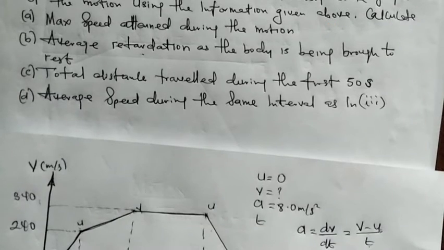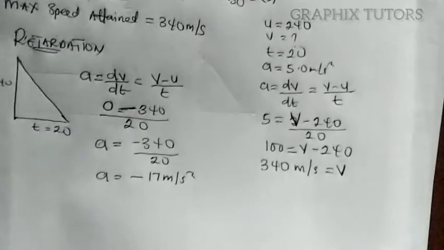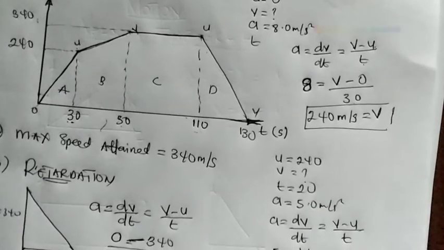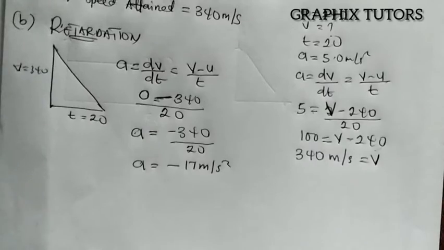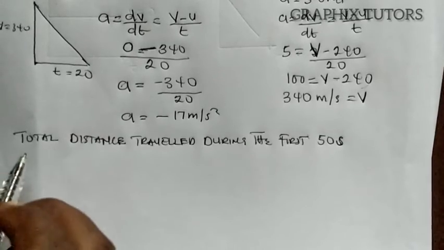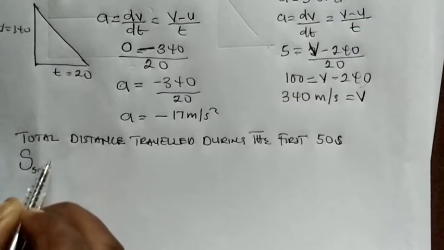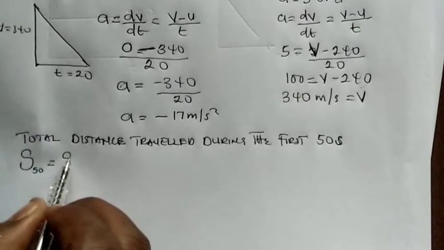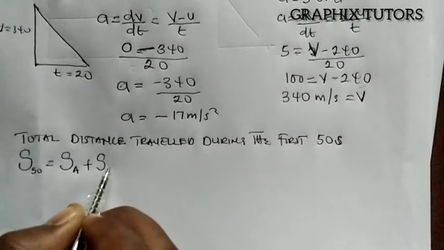traveled during the first 50 seconds. The total distance traveled during the first what? 50 seconds. So what you just simply do here, the first 50 seconds is what? So I'll just put it that my S50, the total distance traveled during the first 50 seconds. So that will give me, I can write my distance traveled in the first 50 seconds is equal to what? The distance traveled at stage A plus what? The distance traveled at stage B.